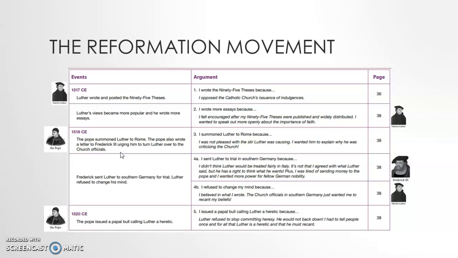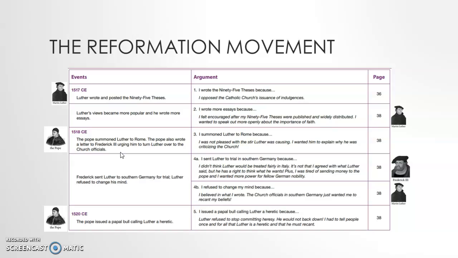Frederick sent Luther to southern Germany for trial. Luther refused to change his mind. So this is a two-parter. First, Frederick III sent Luther to trial. He didn't think Luther would be treated fairly in Italy. It's not that he had agreed with what Luther said, but he was right about what he wanted. And then Martin Luther refused to change his mind because he believed in what he was writing.